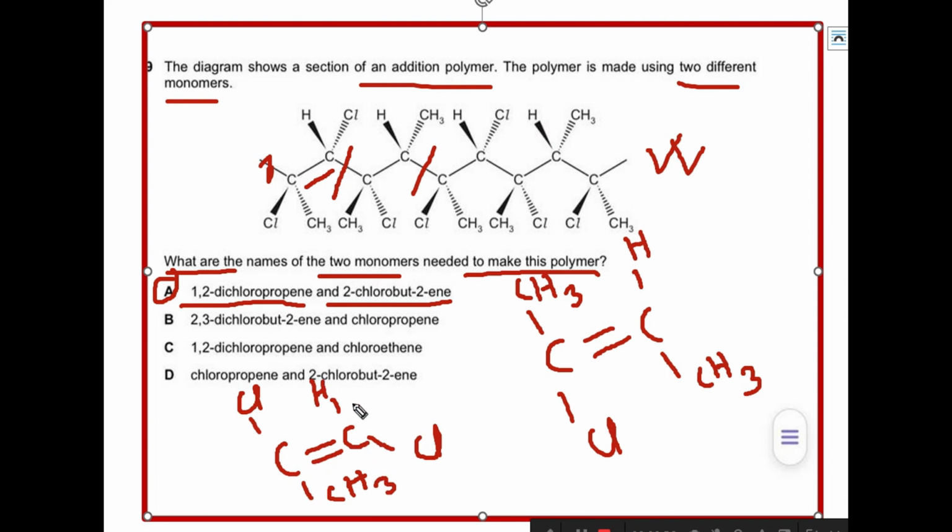So this is 2,3-dichloropropene, and for the second monomer, if you put the double bond here, the left carbon contains CH3 and Cl, and the right carbon contains hydrogen and CH3. So this is 2-chlorobutene.